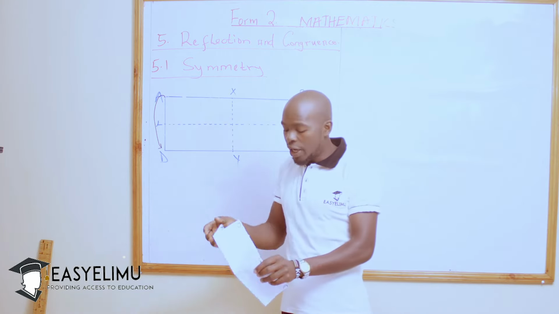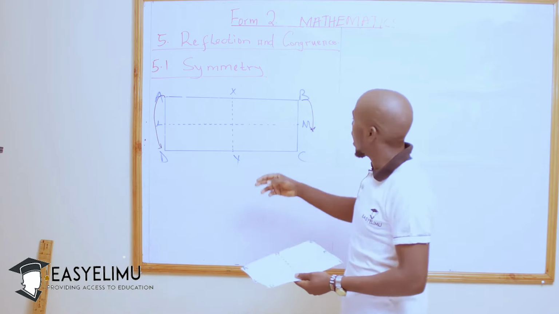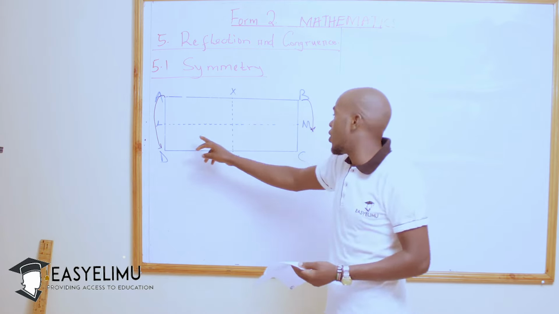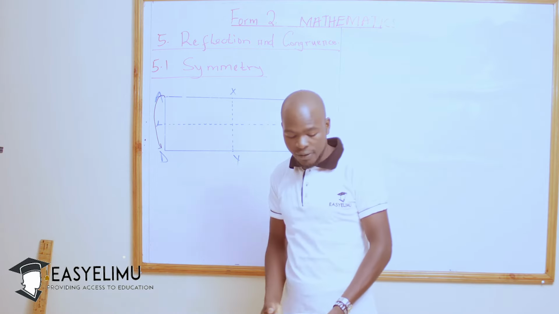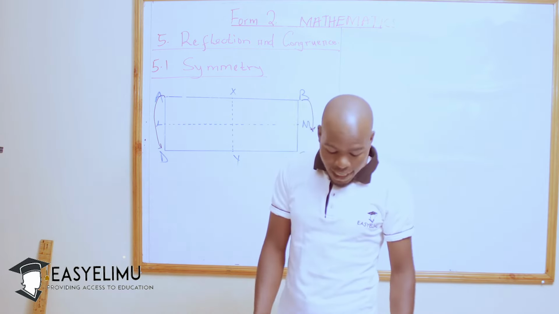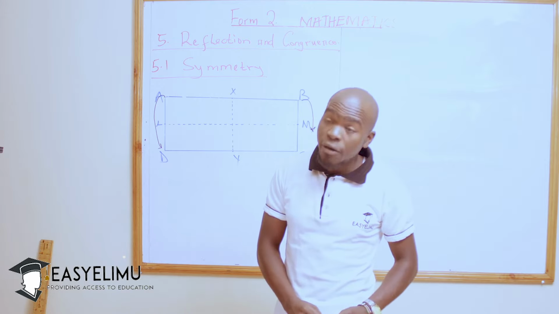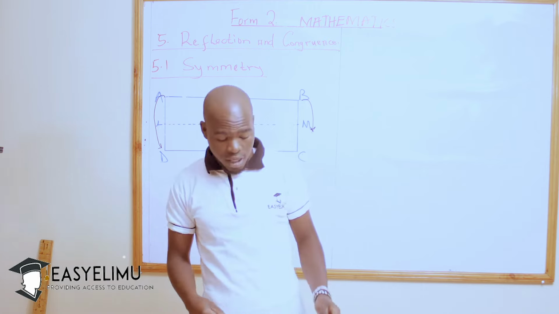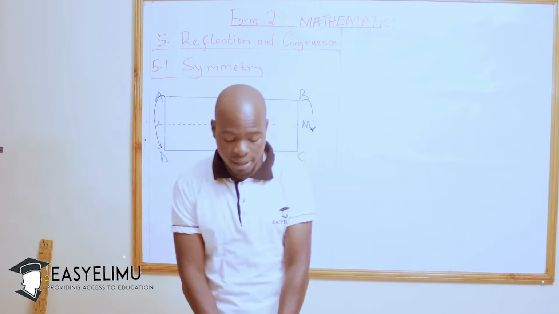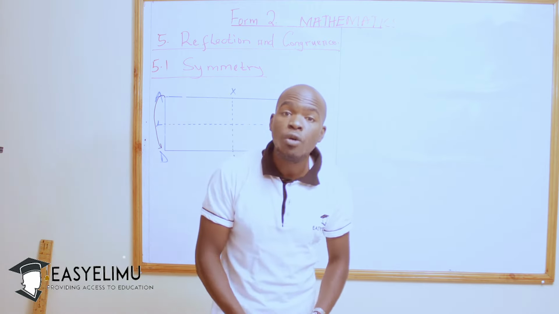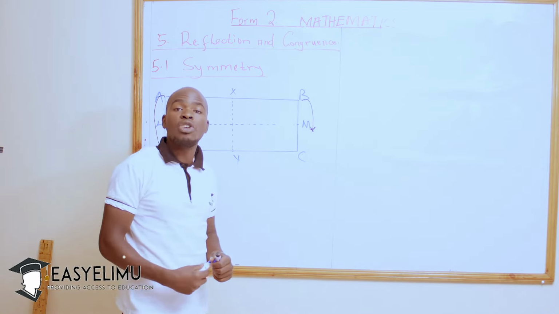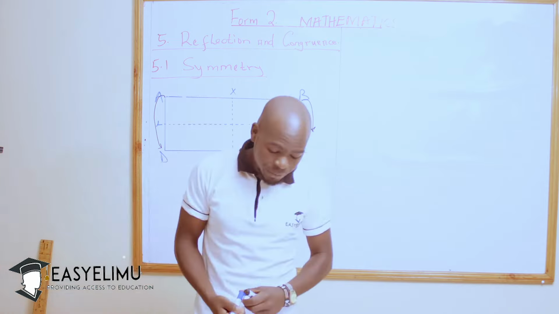As for a rectangle, we can see we have two lines of symmetry. One is along XY and another one is along LM. We can still identify others, like if you have a square which has four equal sides, you will find that a square will give you four lines of symmetry. And a cuboid will give you three.